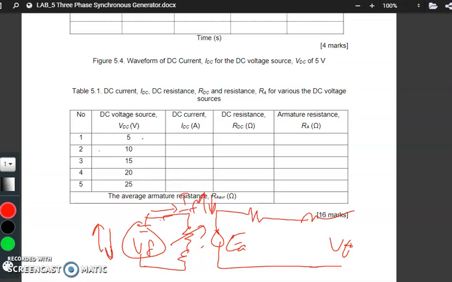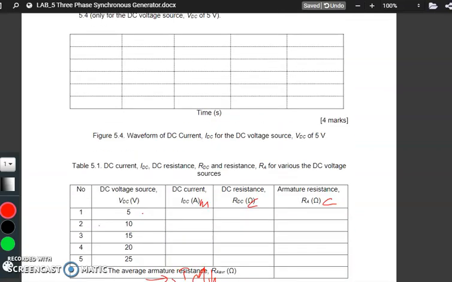How much is the DC current? Is that the IF here? How much is measured here? Then the DC resistance, this we have to calculate. So this one you measure, this one you calculate. Measure resistance, so you calculate. Okay, that's for the DC test. This one you plot for the 5 volt setting. So how much is the response in terms of the response on the 5 volt setting.